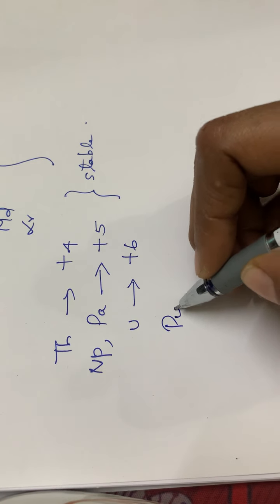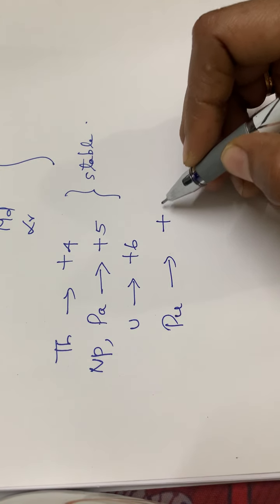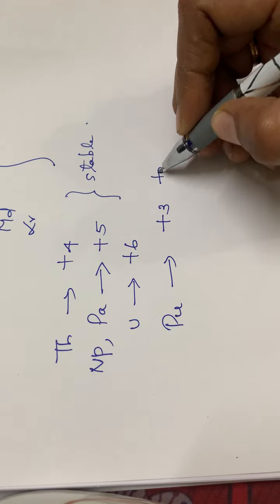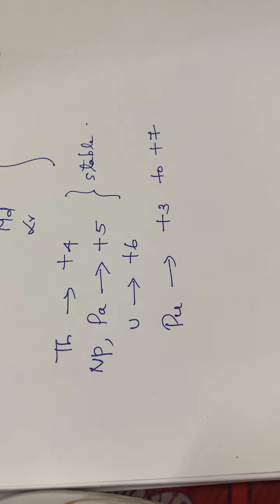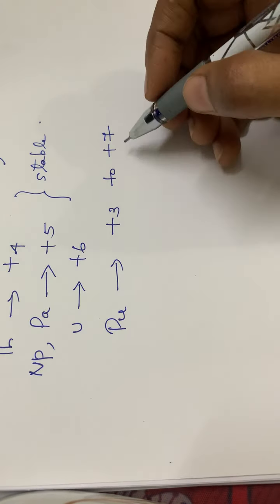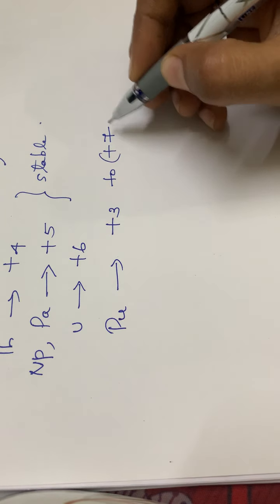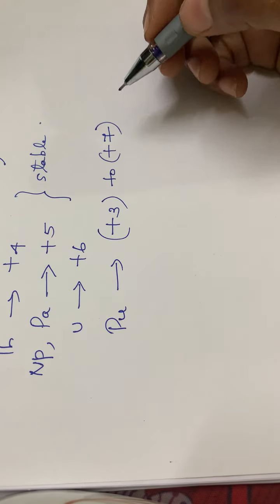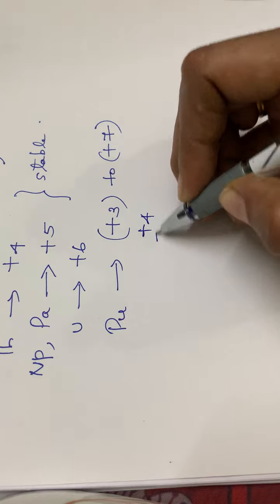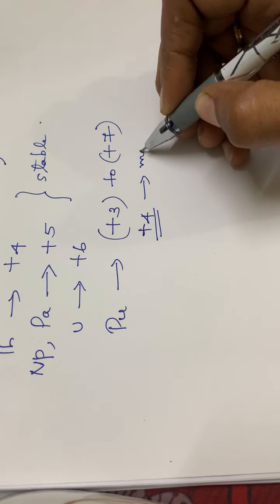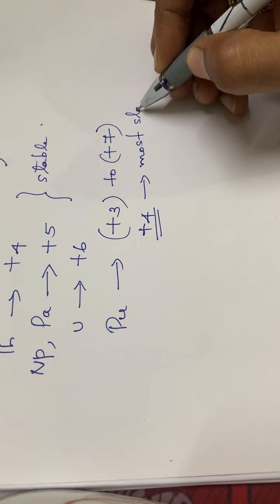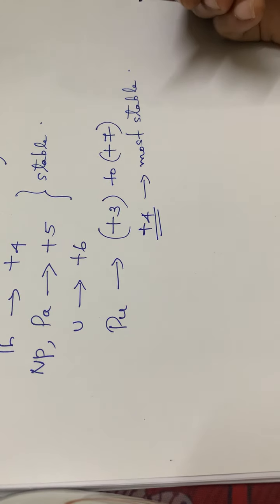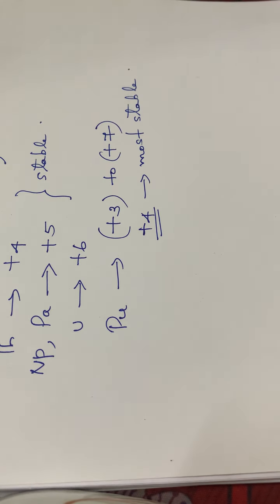Then for plutonium, it can have oxidation states ranging from +3 to +7. Though it can have this many oxidation states, the most stable one is the +4 oxidation state. So +4 is the most stable oxidation state for plutonium.